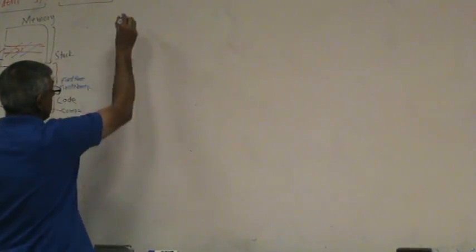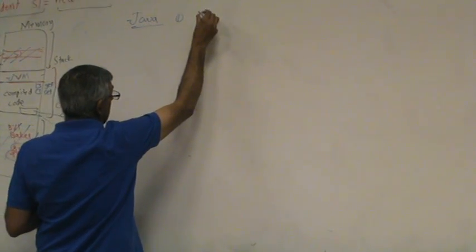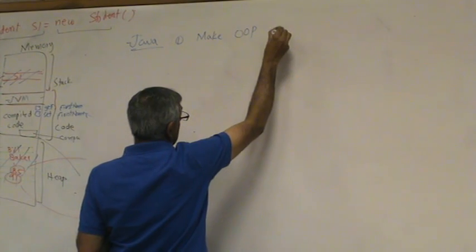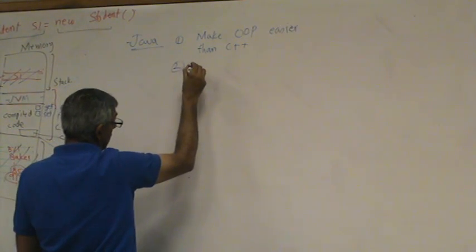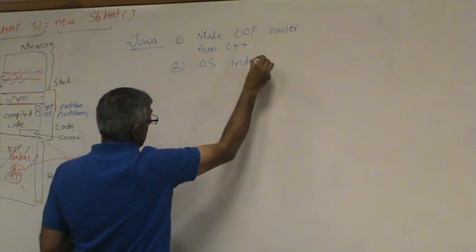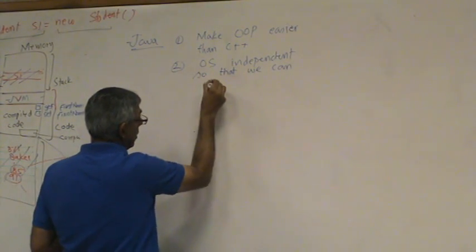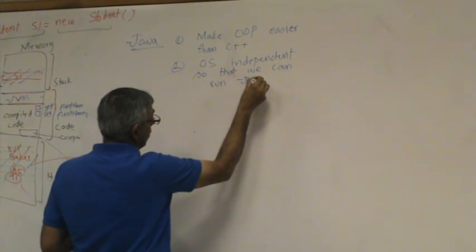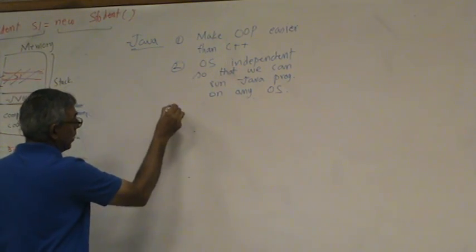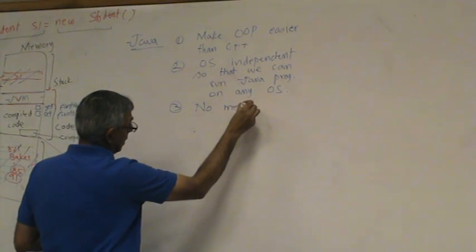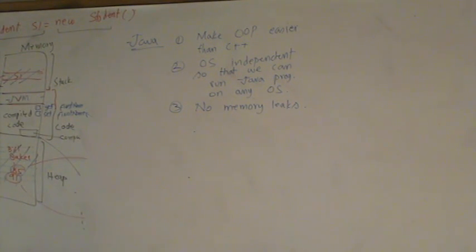Okay, see, when Java language was created, it had 3 goals in mind, okay? Make object-oriented programming easier than C++. Number 2, make it operating system independent so that we can run a Java program on any operating system. Okay, and number 3, no memory leaks, so that the programmer does not have to worry about releasing memory from the heap area. So those were the goals of Java, okay?